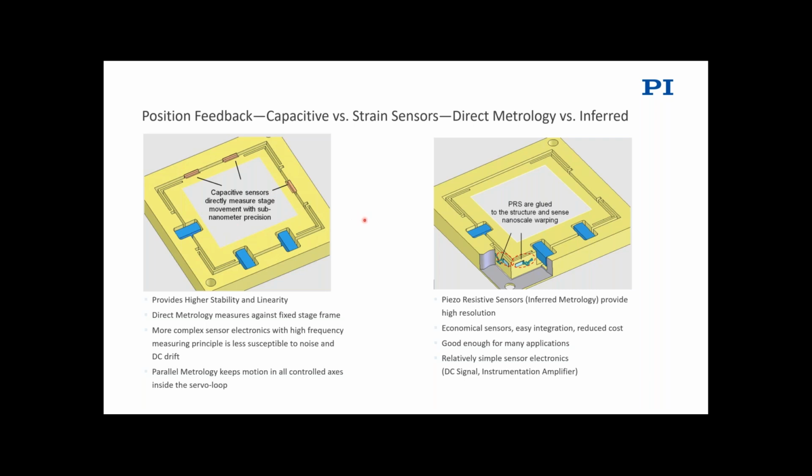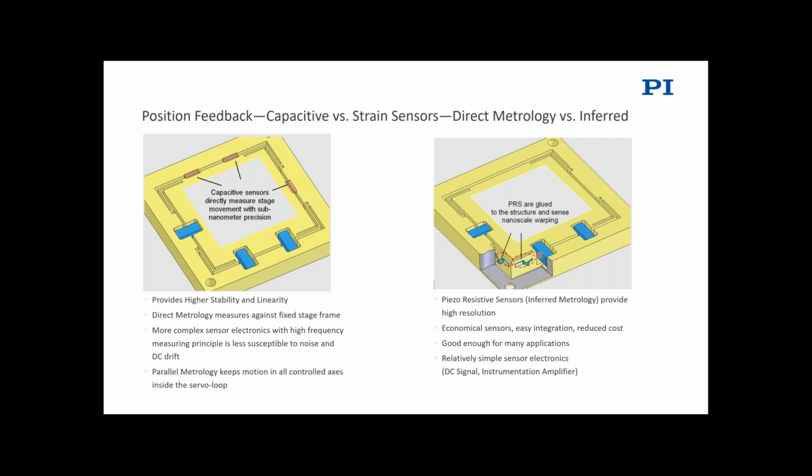Kind of the second thing we have to consider is what kind of sensors we're going to put in. We typically would work with capacitive sensors, which provide kind of a non-contact measurement of the motion platform, even to sub-nanometer scales. These are typically very good on stability.